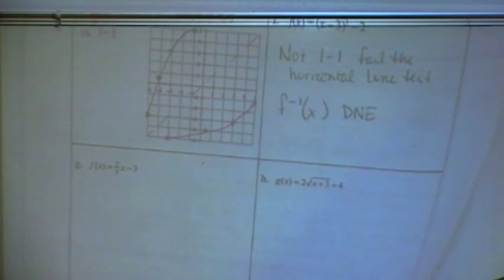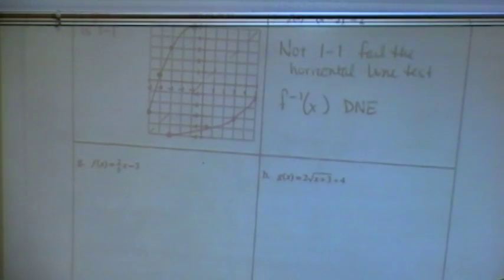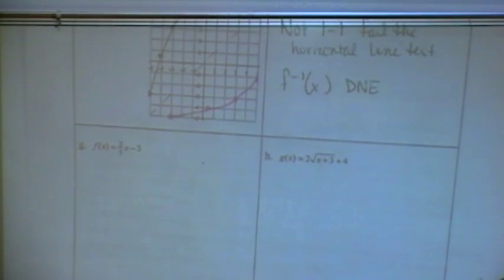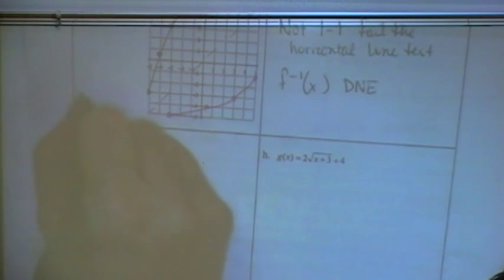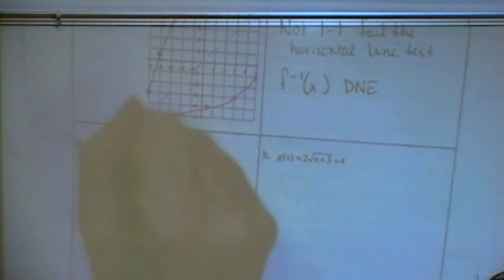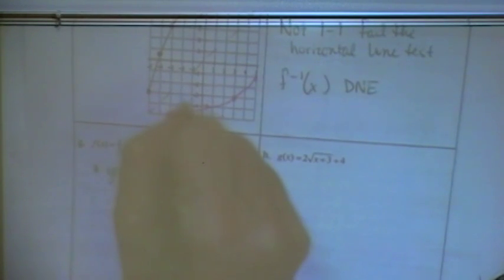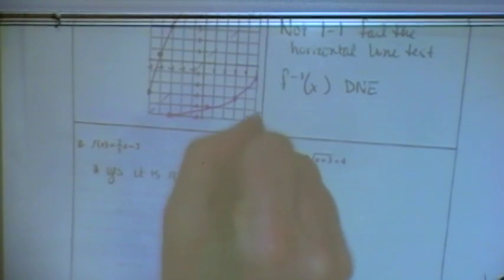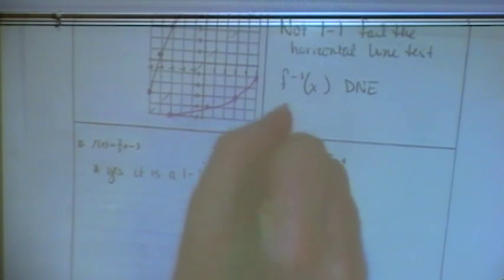G. What shape is it? Linear. So will a linear function of any kind be one-to-one? Yes. It will. So yes, it's one-to-one. All right, so now we have to find the inverse.